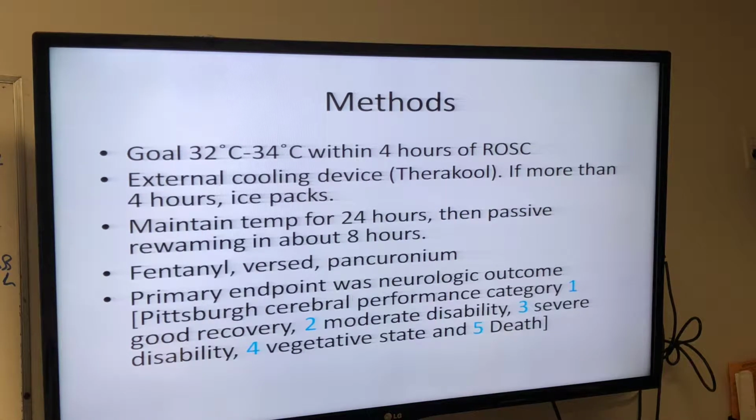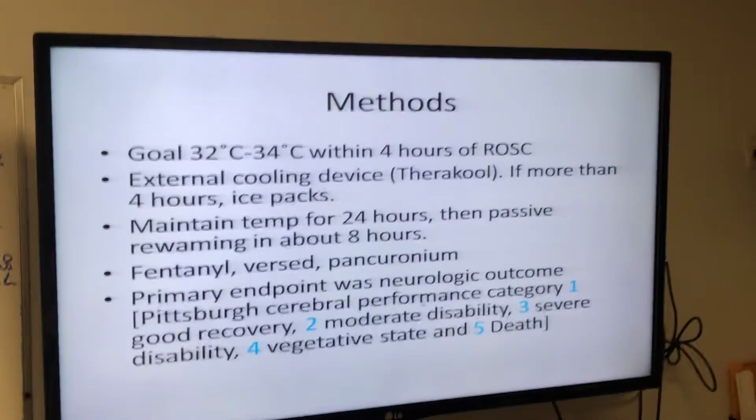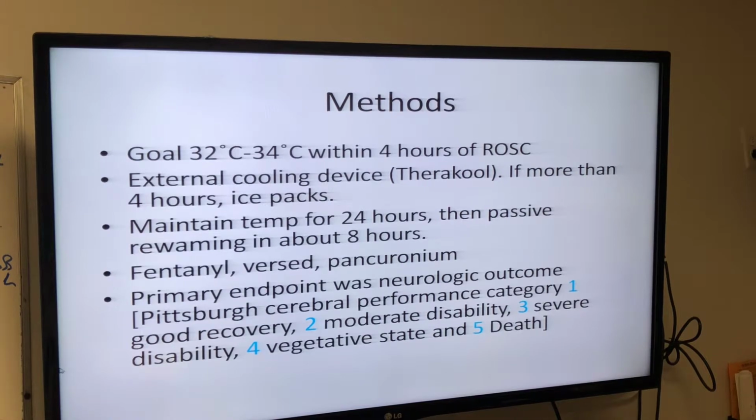Primary endpoint was neurologic outcome based on the Pennsylvania Cerebral Performance Category. Oh, sorry, Pittsburgh. Okay, one of them. That's it. 50-50. Yeah, if you say Philadelphia, it would be 50-50. There's not like a Lancaster cerebral performance category. That is the best cerebral performance category available to us now in research, right?